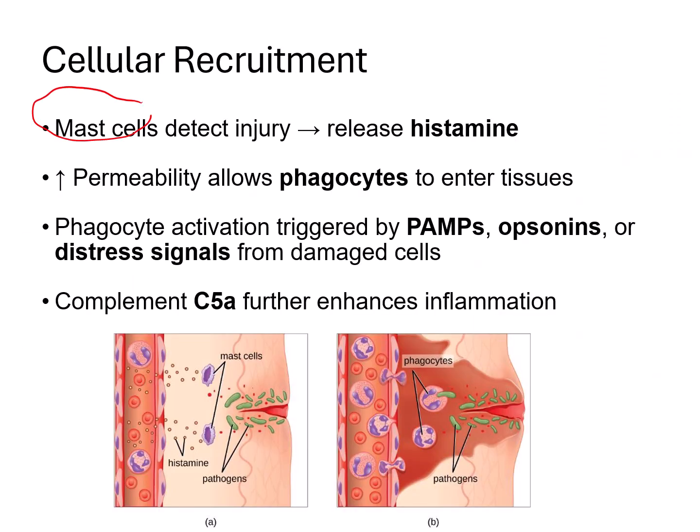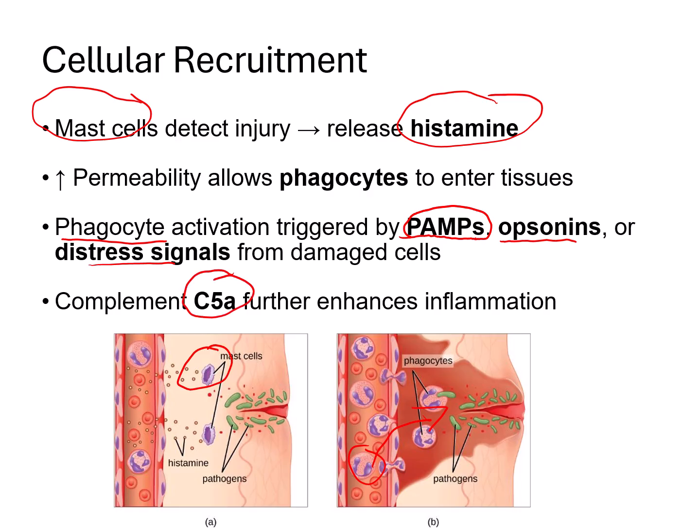The mast cells are amongst the first to detect injury in the tissues, and they release histamine, increasing the permeability of the vessels and allowing those phagocytes to enter the tissues. Phagocytes are activated, as we saw in the previous section, by pathogen-associated molecular patterns, those PAMPs. They're also activated by opsonins or distress signals from damaged cells. Complement protein C5a is also a strong recruiter that amplifies inflammation and attracts neutrophils to the area.